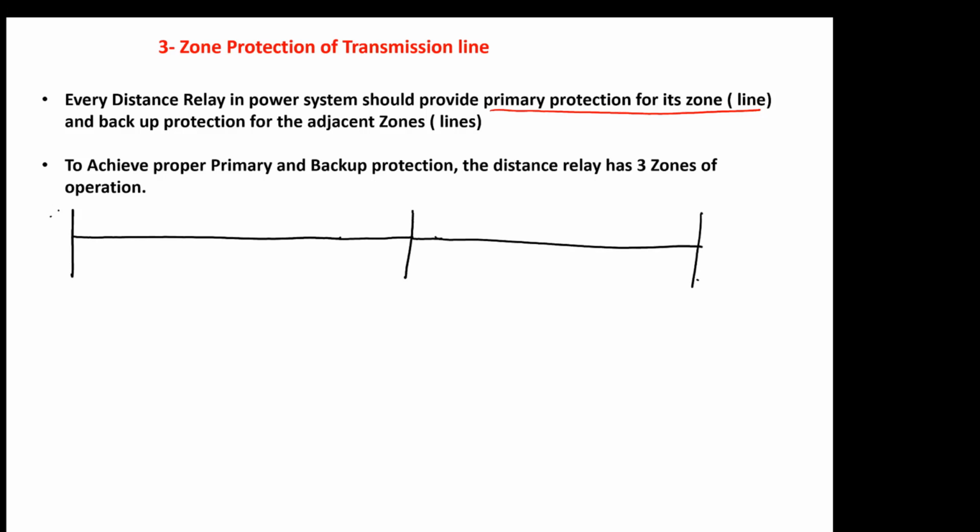Let this transmission line be from A to B and B to C. For protection of transmission line AB, I am connecting two relays, one at the beginning and one at the end. Let us call these relays R1 and R2. Again for BC, I am connecting two more relays, R3 and R4.